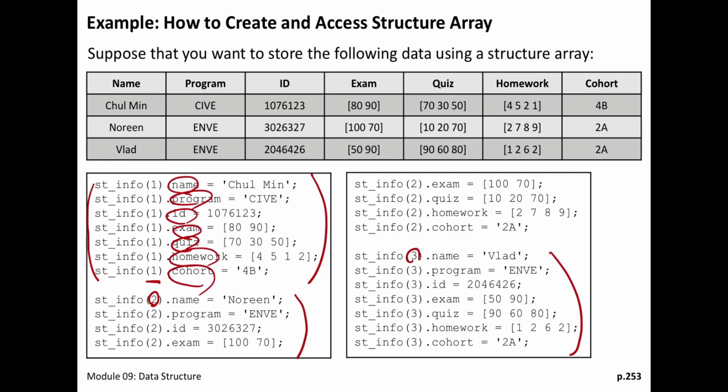Makes sense? So if you want to access Chalmin's cohort, you can access student_info(1).cohort. Makes sense? What about Norrin's ID? Student_info(2).ID. Makes sense? So the way of accessing the structure variable in the structure array is using the parenthesis, then the period, and then the field name, and you can access the data.